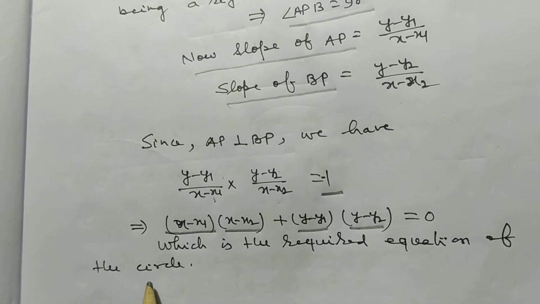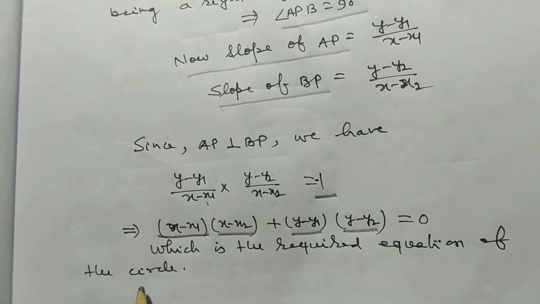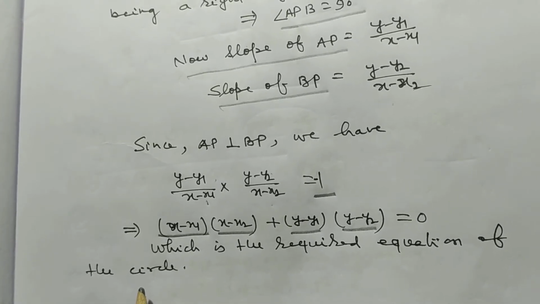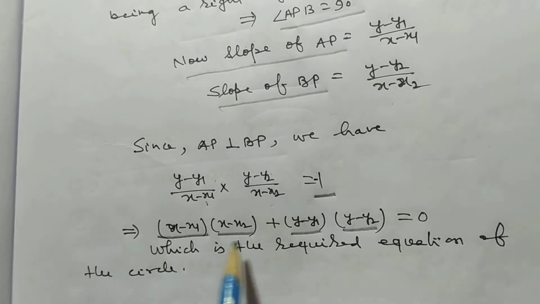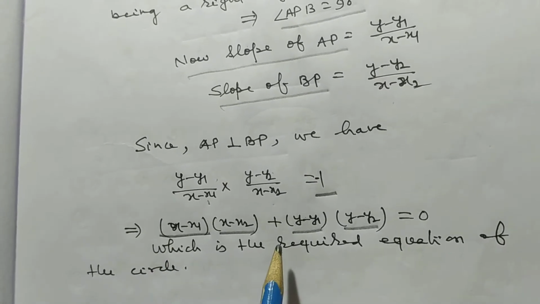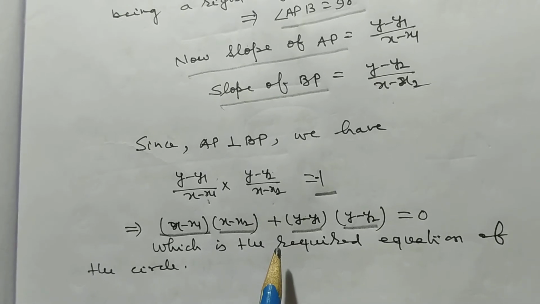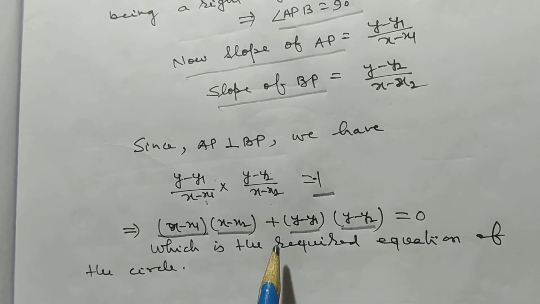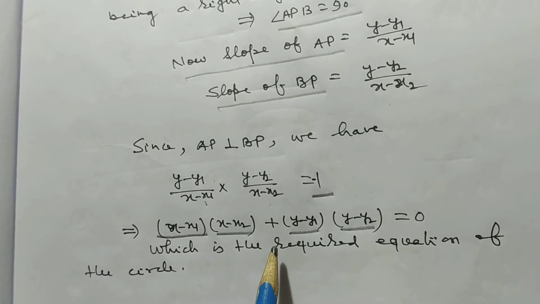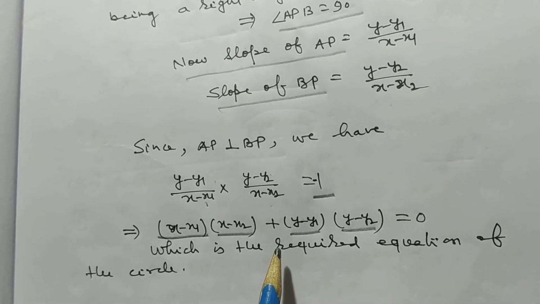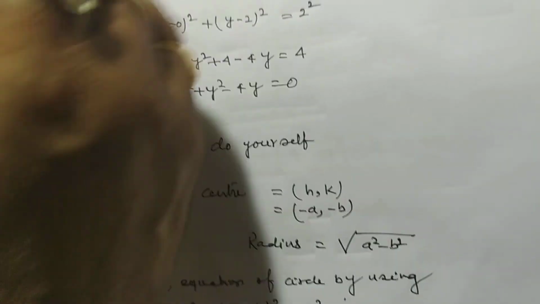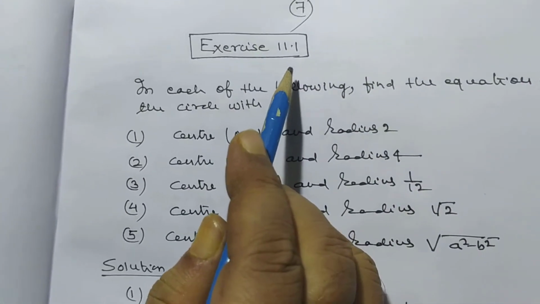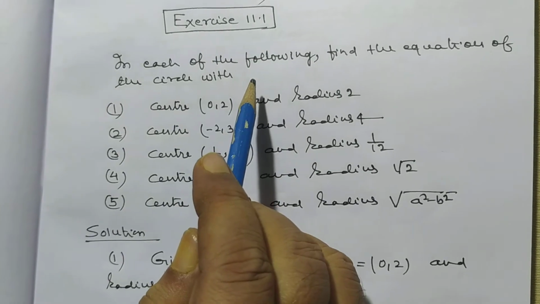This form of equation is very, very important for the purpose of competitive examinations. So you must know the derivation, and after simplifying you will get two quadratic equations, in terms of x and in terms of y, my dear student. So it is very, very important. Now I want to discuss some problems of exercise 11.1.